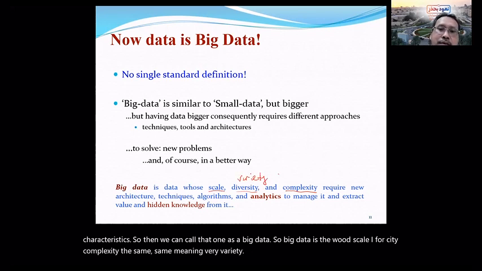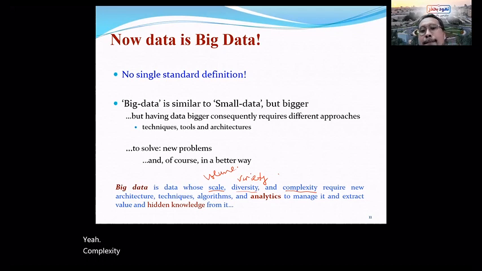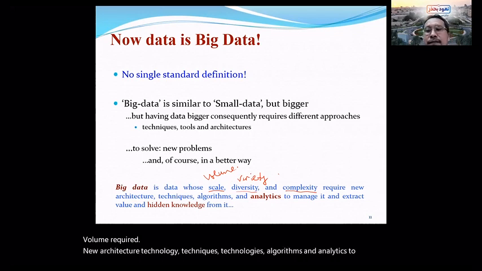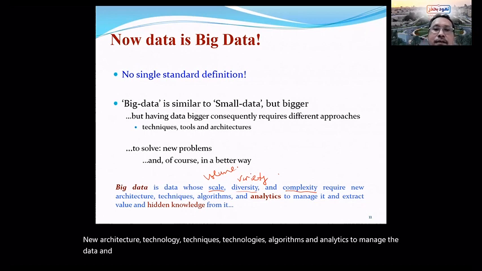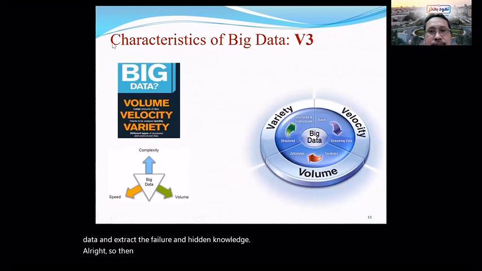Yeah, scale is in terms of volume. Complexity and volume require new architecture, techniques, technologies, algorithms, and analytics to manage the data and extract the value and hidden knowledge. All right, so this is the characteristic of big data, as I mentioned before.